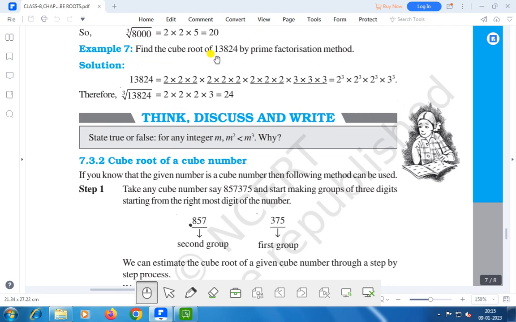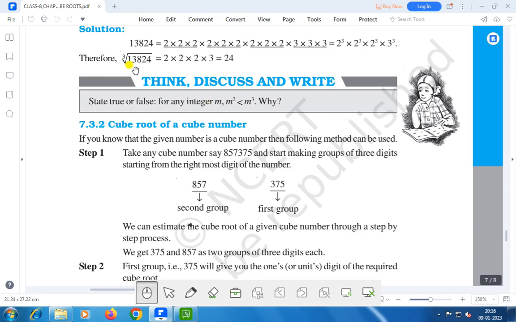Find the cube root of 13824 by the prime factorization method. 13824 is 2 into 2 into 2 into 2 into 2 into 2 into 2 into 2 into 2 into 3 into 3 into 3, that is 2 to the power 3, 2 to the power 3, 2 to the power 3, 3 to the power 3. Therefore, the cube root of 13824 is 2 into 2 into 2 into 3, that is 24.